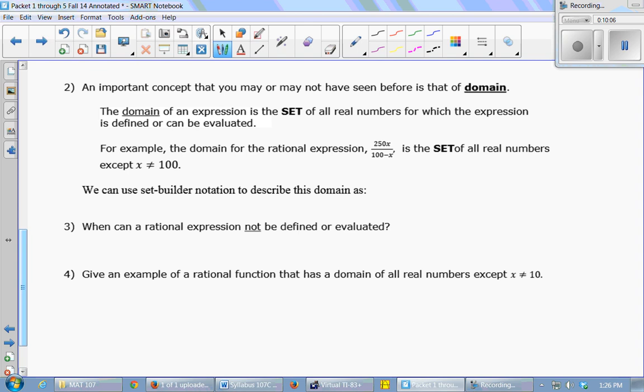So if I were to use set builder notation to describe that, you do the curly brackets: the set of all x's such that x is not 100. That's just the fancy mathematical notation to say all numbers except for 100. All x values are fine to put in there except for 100.